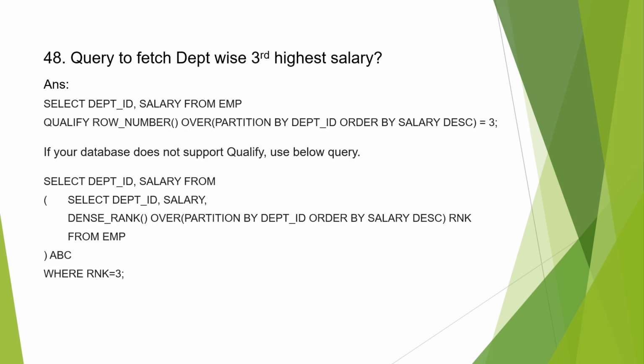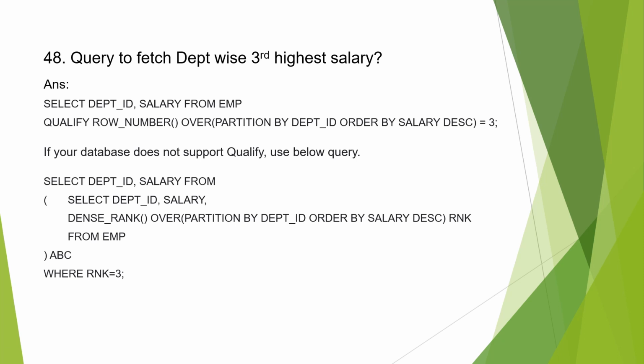So question number 48, query to fetch department wise third highest salary. Okay, so this is very important, and you can easily write it by using qualify. Qualify row number over partition by. Here I am doing the partition by on department ID because they are asking for department wise third highest salary, right? So I am doing the partition on department ID, and I am applying the order by on the salary in descending order. And whenever it is 3, that means we are calculating the row number, right?